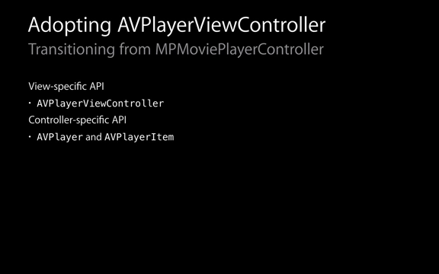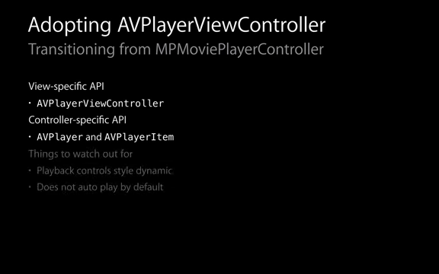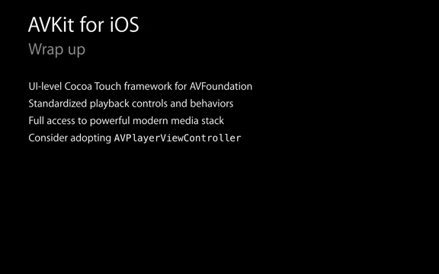There are 2 things you should watch out for, though. As I mentioned before, AV Player View Controller's control style is dynamic, so there's no settable property. Also, MP Movie Player Controller autoplays by default. AV Player does not do that. If there's anything you cannot do or do not know how to do with AV Kit and AV Foundation when switching over from MP Movie Player Controller, please talk to us in the labs or ask us in the developer forums. So let's wrap up AV Kit for iOS.